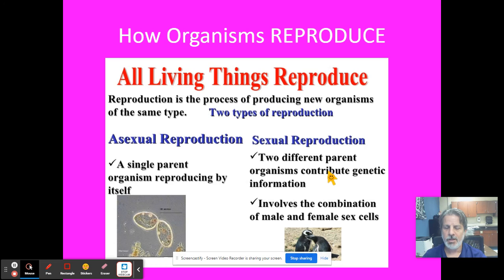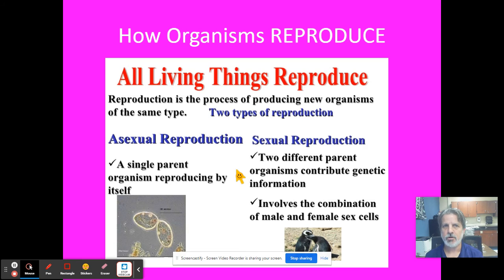Reproduction. Asexual reproduction, meaning there's only one parent. They do different things to duplicate themselves. Like the amoeba, for instance. The amoeba will actually split itself in half and become two amoebas, and then those two can split themselves in half, and now we have four amoebas.